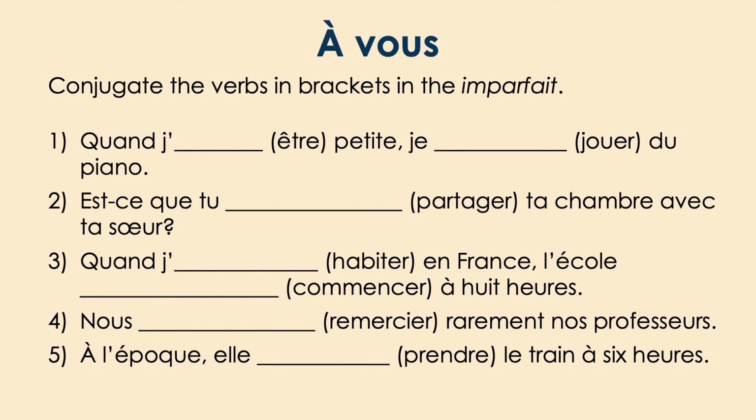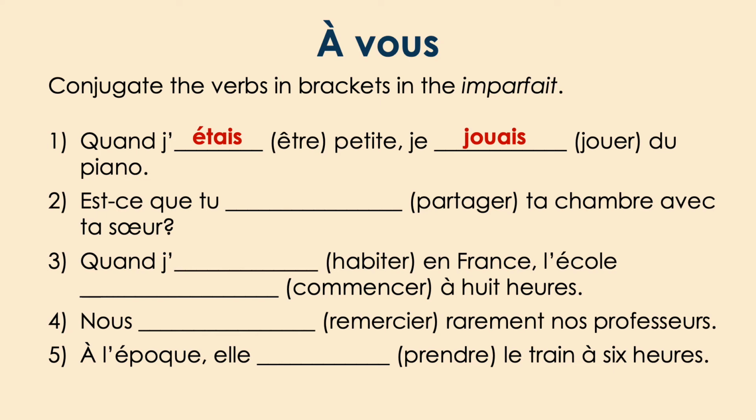Alright, let's go through the answers now. So, quand j'étais petite, when I was young, être has an irregular stem in the imparfait. Then, je jouais du piano. Jouer, no irregularities, a regular ER verb. Quand j'étais petite, je jouais au piano. When I was young, I used to play piano.